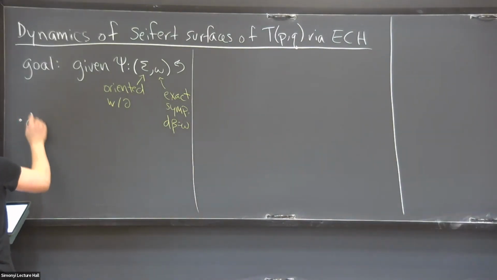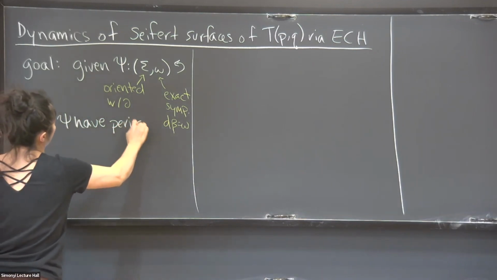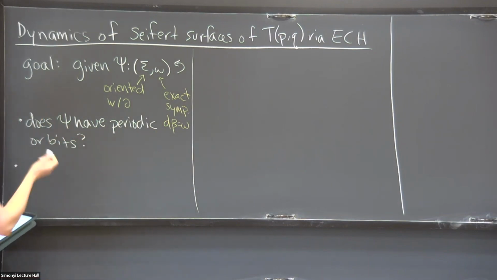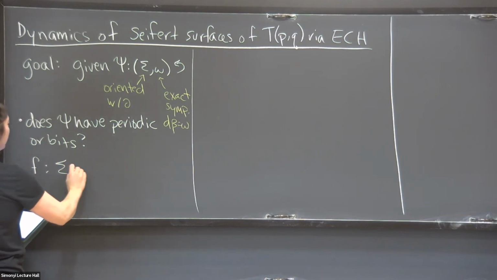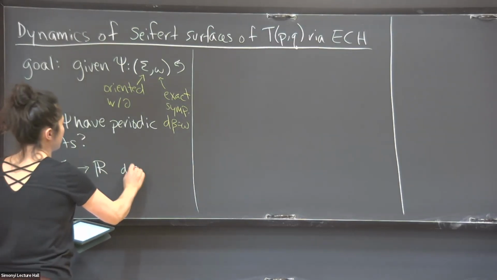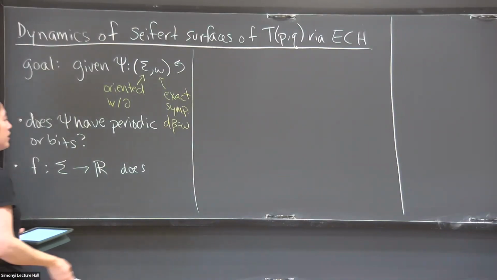So I'd like to know, does psi have periodic orbits? And then the second question: if I have a function, and I can ask this for any random function on any random set, I'm going to call that set sigma because it's going to be this surface. So does f take any values less than its average? If it takes values greater than its average, then it better take values less than its average.